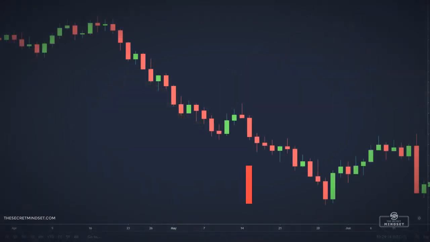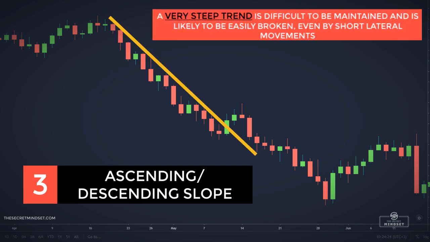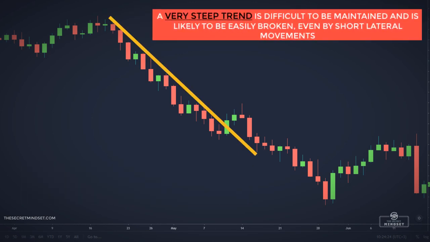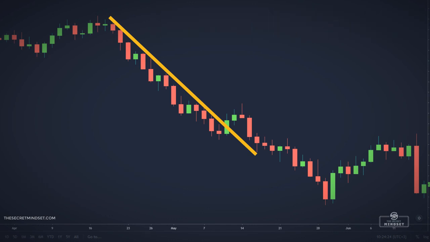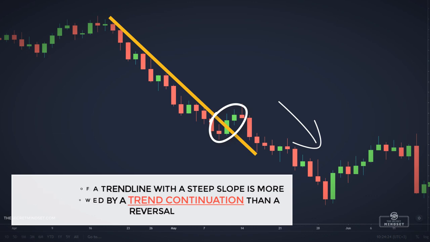In what concerns this slope, a very steep trend is difficult to maintain and is therefore likely to be easily broken, even by short lateral movements. All the trend lines are eventually broken, but the steepest trend lines are the soonest broken. Usually, from my experience, a breakout of a trend line with a steep slope is more likely followed by a trend continuation than a reversal.